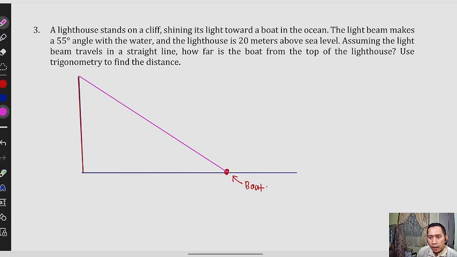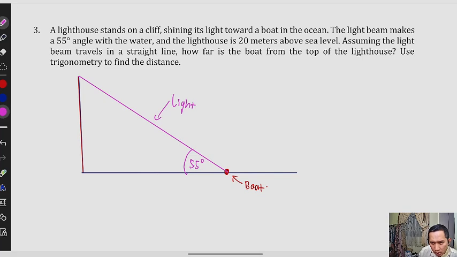All right, and the light beam makes a 55-degree angle with the water. This is the light beams. Okay, and then that makes 55 degrees with the water. Water is blue there, right? That's the water. So this one, 55 degrees.